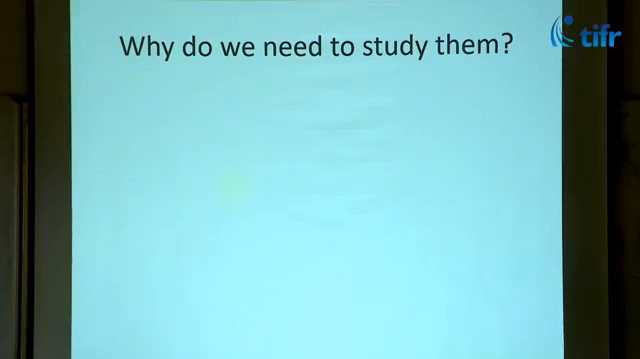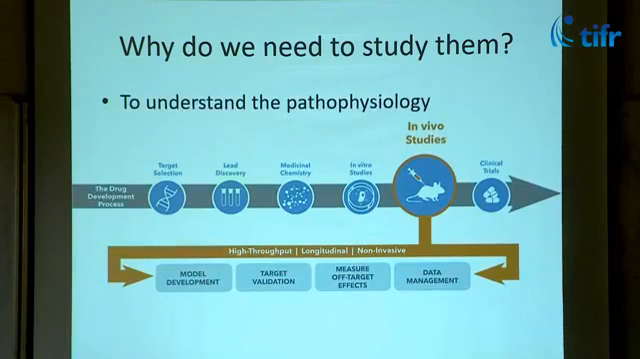So why do we need to study these viruses? Not just because for me they are really cool, so that's why I want to study them, but why would the general public want to know about viruses? Why would you want to care? The reason is, you would want to understand the pathophysiology.